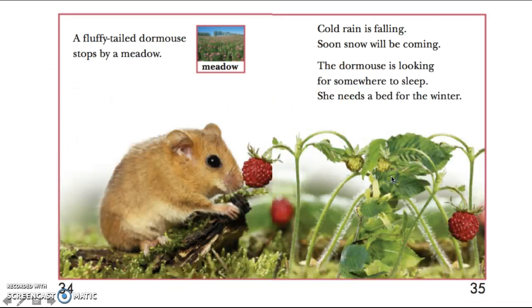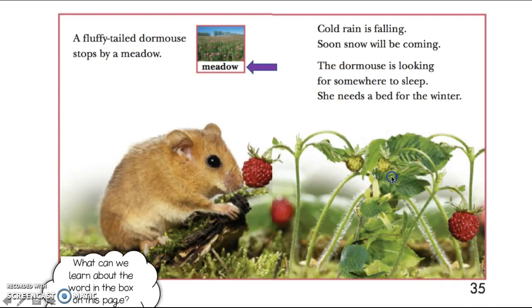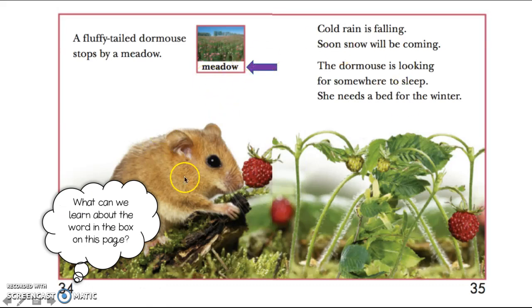Yeah, we see them on the pages that we find them in. So like this one has meadow right there, and then we can learn about meadow on this page. So what can we learn about the word in the box on this page? Well, meadow says a fluffy-tailed dormouse stops in a meadow. So where's the setting happening? Yeah, he's in a meadow.